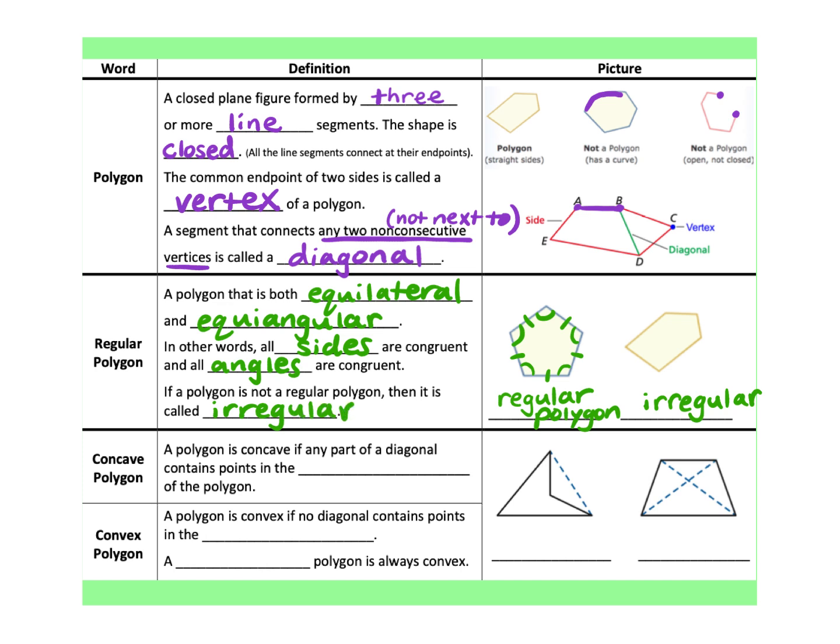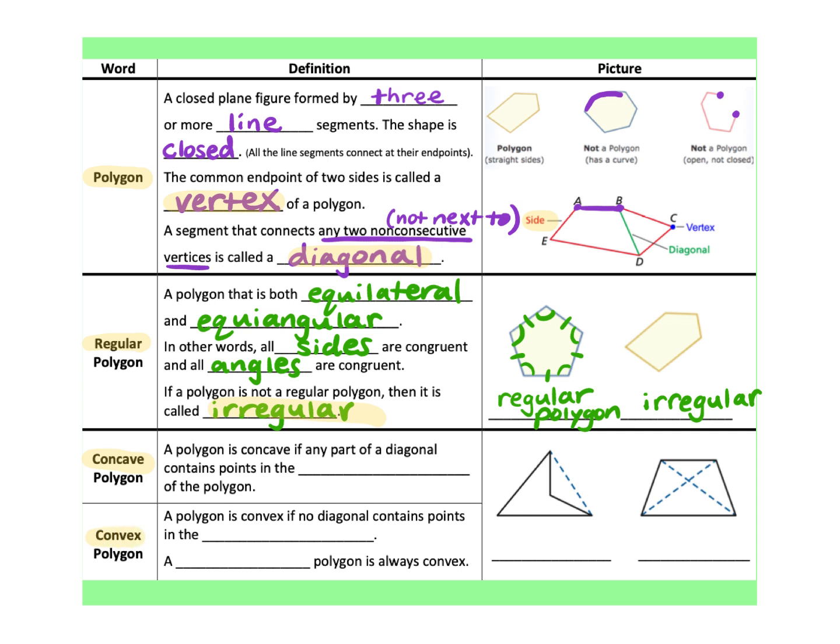So let's highlight the key words that we've discussed so far. We know the definition of a polygon, and we know the common endpoint of the side is called a vertex. We also know that a diagonal connects 2 non-consecutive vertices. The side of the polygon is just one of the line segments. You can see that in the picture. Then we just finished talking about regular versus irregular. The last classification that we have for a polygon is concave or convex.